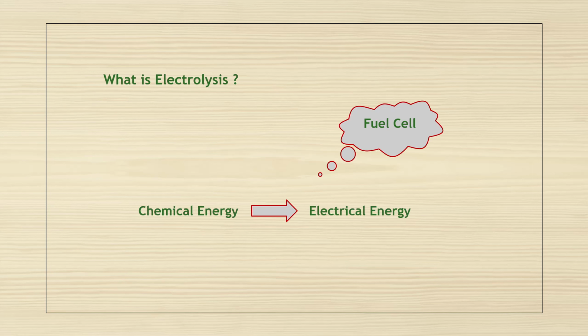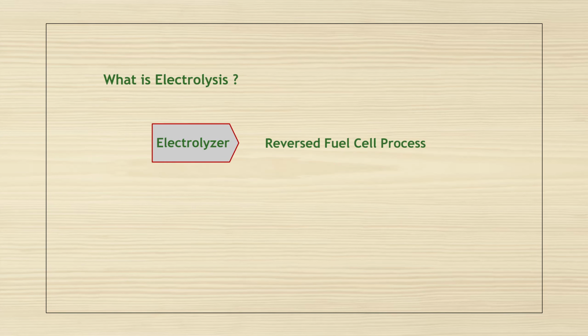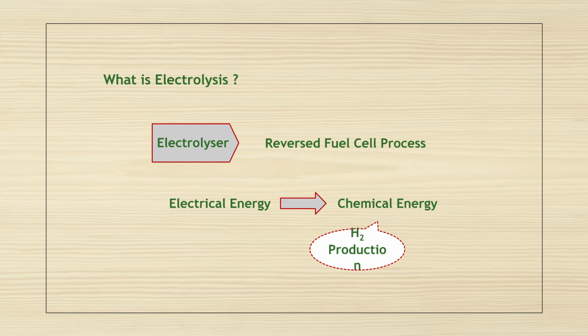In simple words, fuel cells are energy converter devices that convert the chemical energy of fuel into electrical energy. Electrolysis processes are the reversed operating process of fuel cells. In other words, electrolyzers are the reversed fuel cells. So, electrolyzers are devices that convert electrical energy into chemical energy. That is, electrolysis processes are used for the production of hydrogen as a secondary energy carrier.